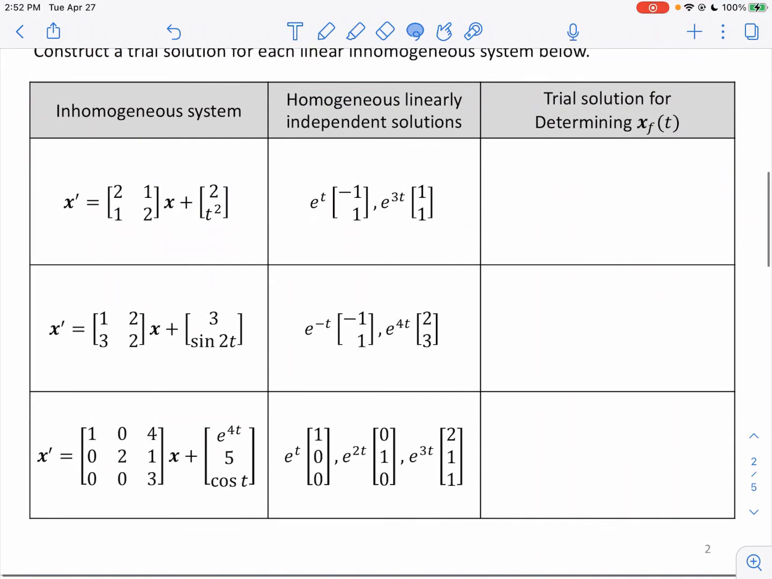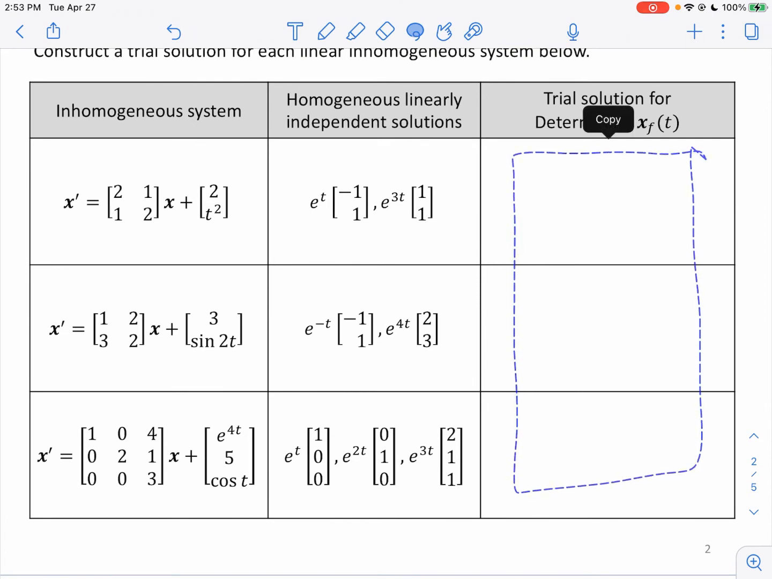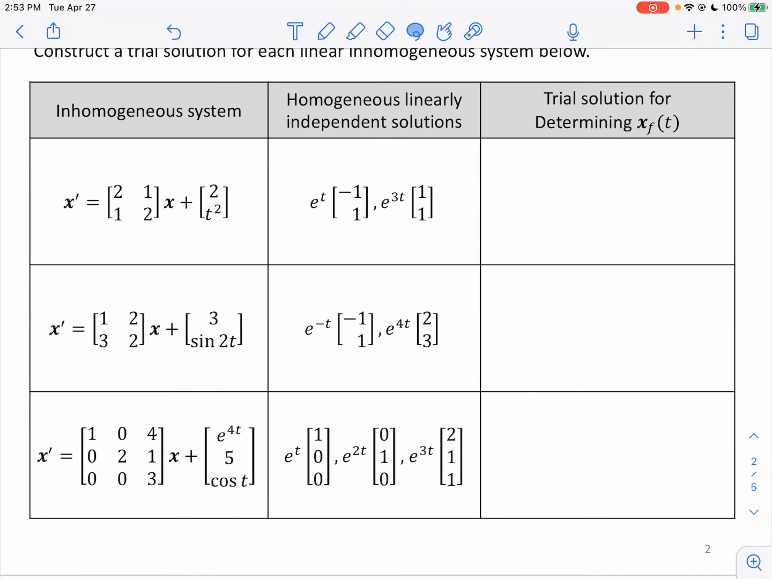Let's say we have three examples here in this table. We have inhomogeneous systems on the left column, and I went ahead and I determined the linearly independent solutions to the homogeneous version and put those here in the second column, and then we're going to determine what the trial solution vector x sub f should look like.